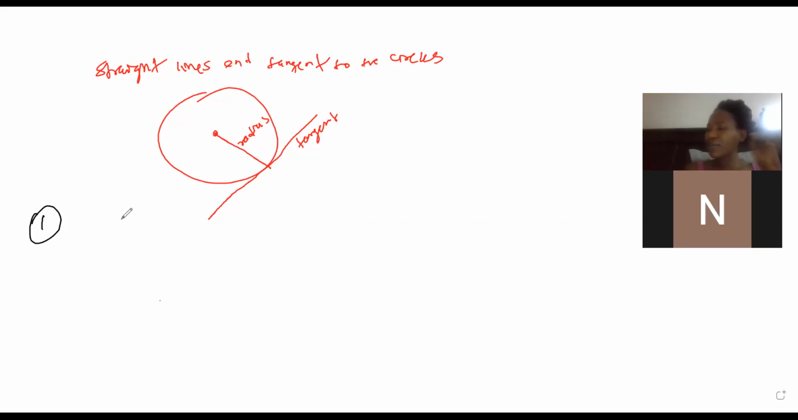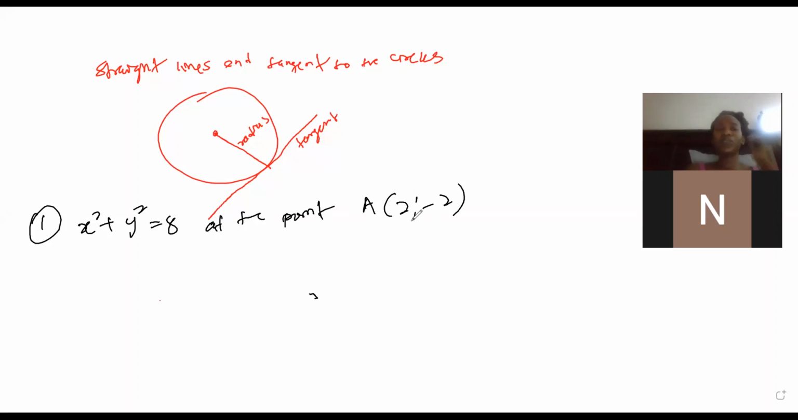So they say to you, determine the equation of a tangent to the circle. So you are given a circle, x squared plus y squared is equal to 8. They say, determine the equation of the tangent to this circle at the point A, which is (2; -2). Those are the coordinates. So they want the equation of a tangent here.